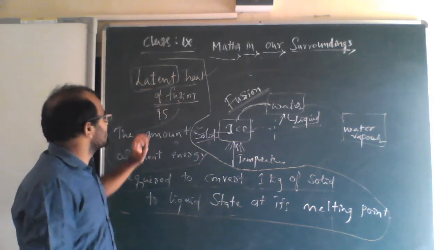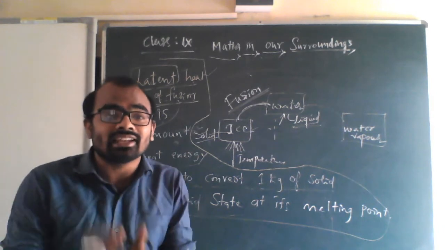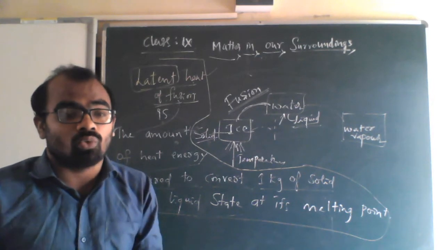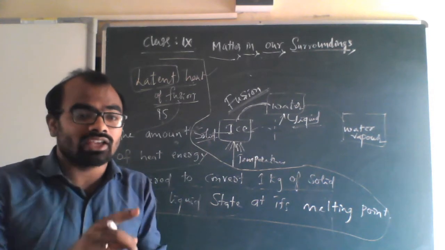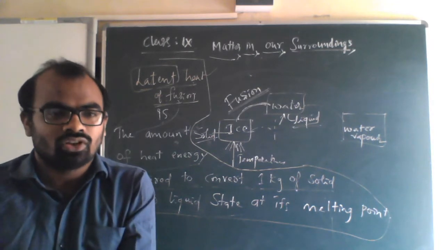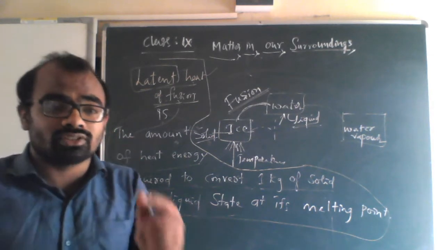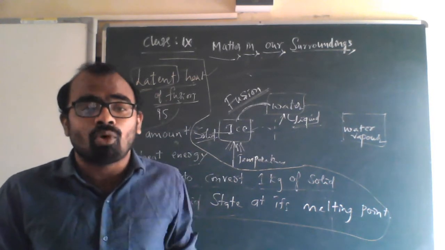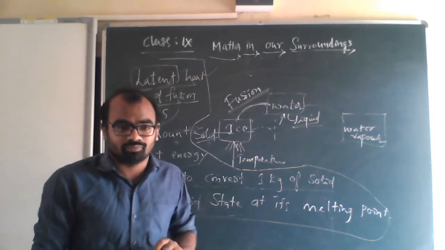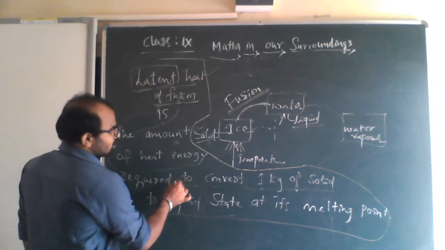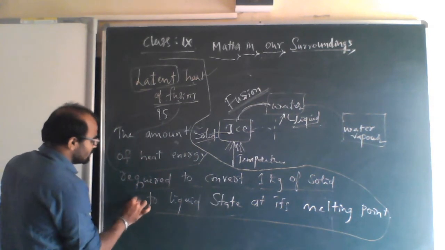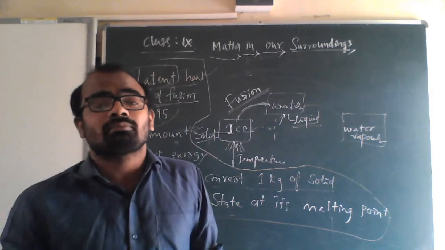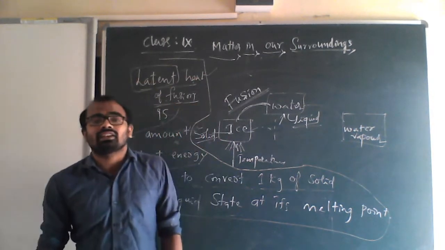So latent heat of fusion is the amount of heat energy required to convert 1 kg of solid into liquid state at its melting point. This is very much important. If you don't write it, you will not get the marks. It should be at its melting point. The amount of heat energy required to convert 1 kg of solid into liquid state at its melting point is called latent heat of fusion.